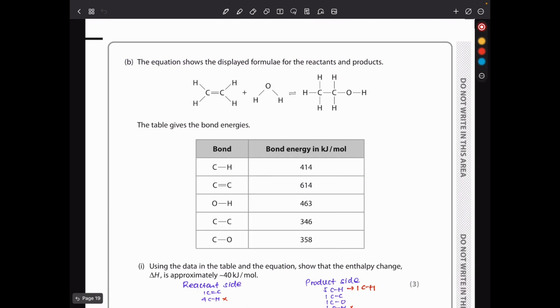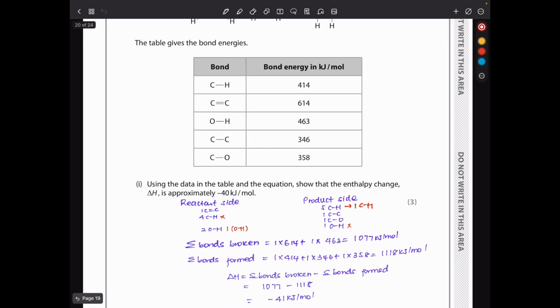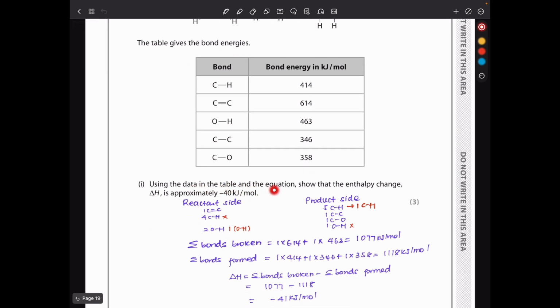In part B, the equation shows the displayed formulae for the reactants and products. We see them here. They say the table gives the bond energies, which are these here, and they say use the data in the table and the equation to show that the enthalpy change delta H is approximately negative 40 kilojoules per mole.